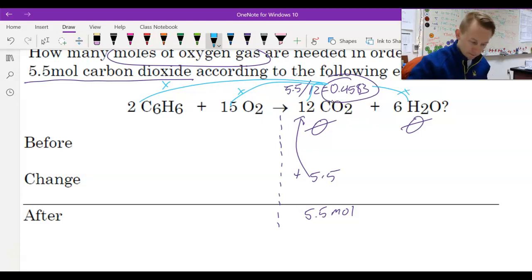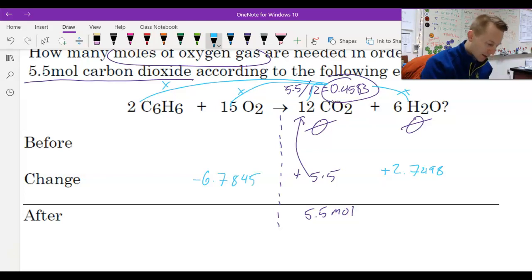When we do that, you're going to have to use your calculator for that one. For water, for H2O, we end up with 2.7498. This will be an add because it's a product. And then this number, the 0.4583 times 15, we're going to get 6.7845. And this will be a subtract because it's a reactant. Same number times 2, we get 0.9166. It'll also be a subtract because it's a reactant.